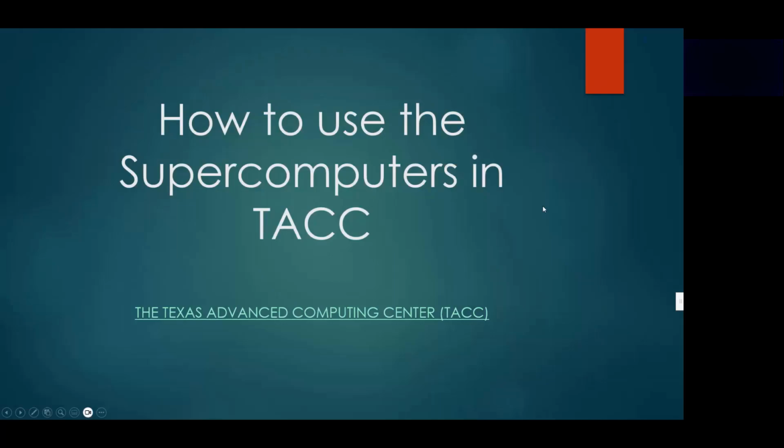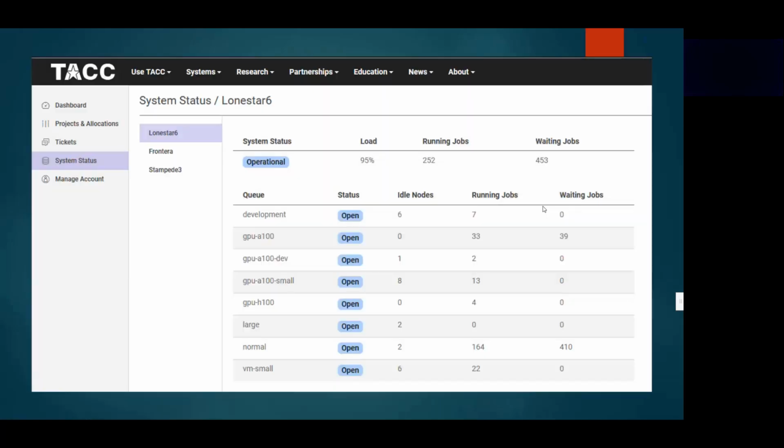What I'm going to show is here. This is the place, for example, Lonestar 6. This is the page when you log into your portal after you get an account. This is the place you try to find which one you want to use. For example, they have the development environment. There are 6 idle nodes, 0 waiting. Okay, you want to use one of these for you to write and develop programs.